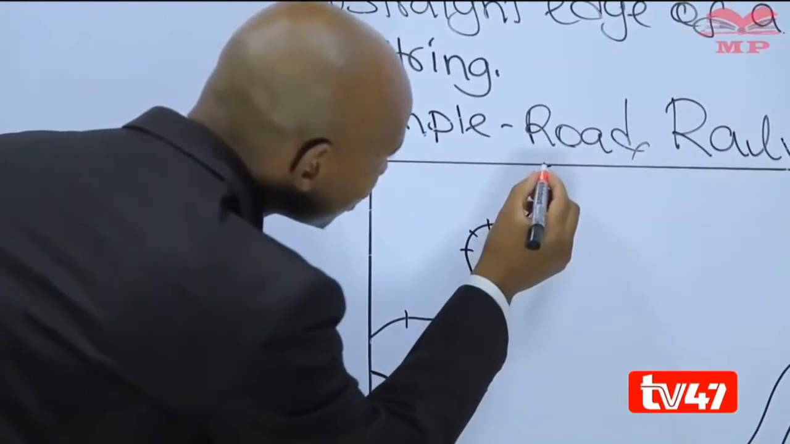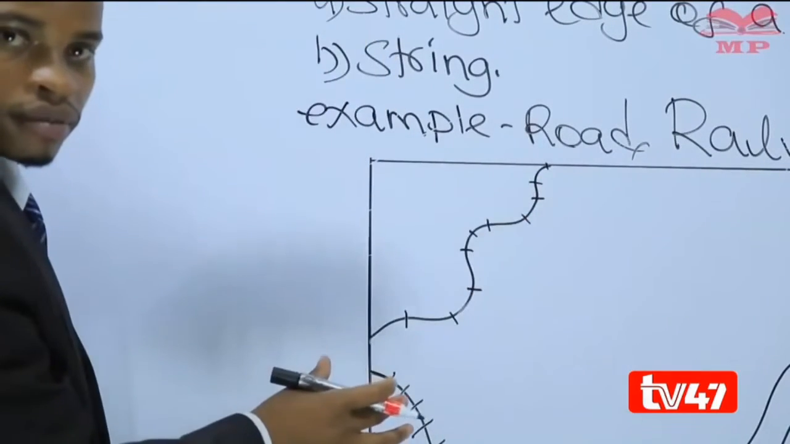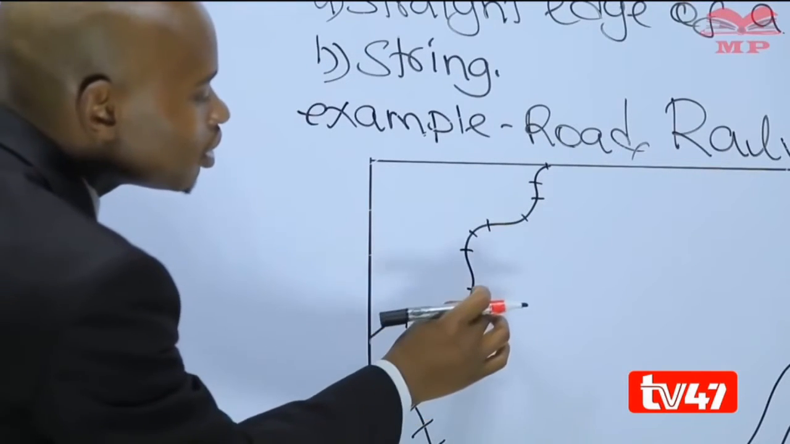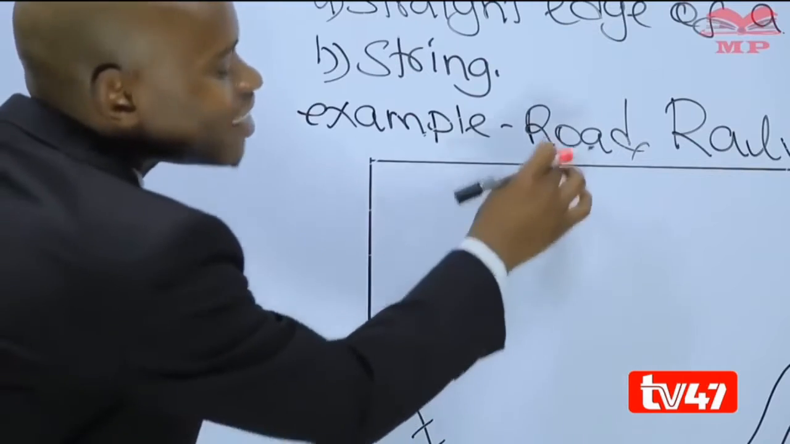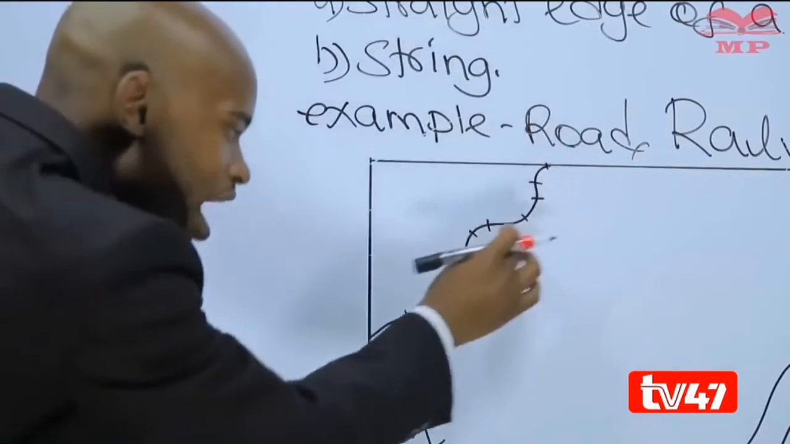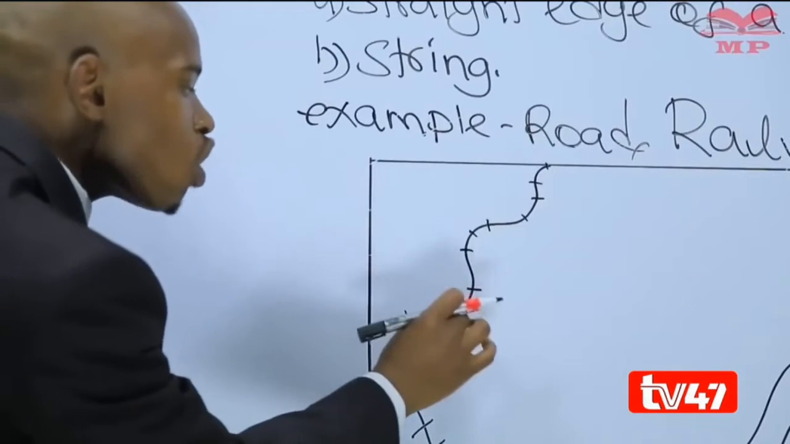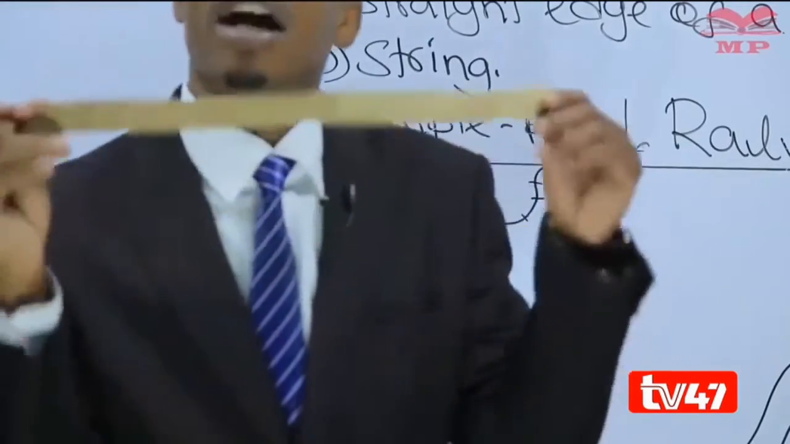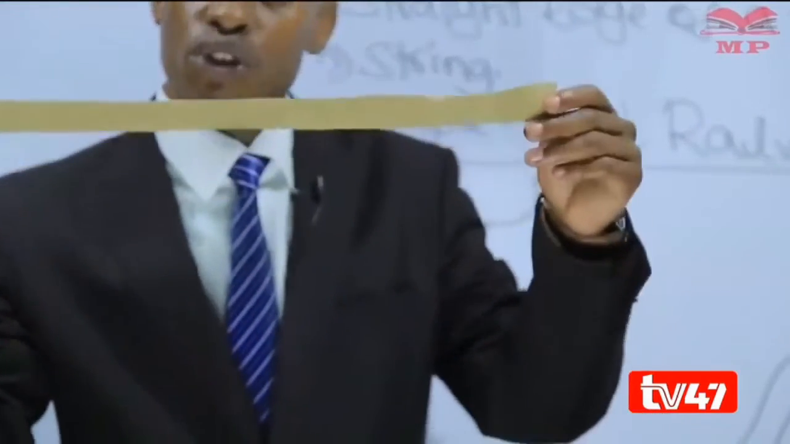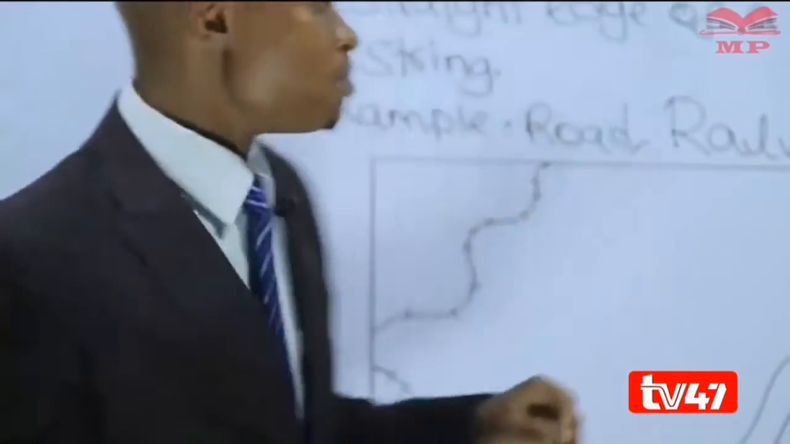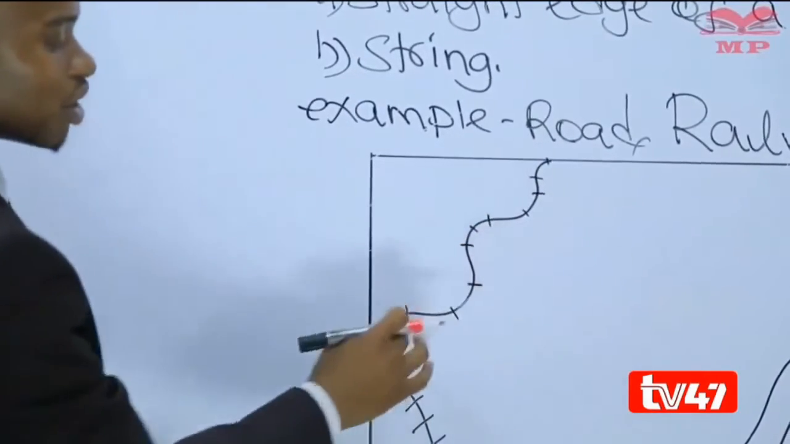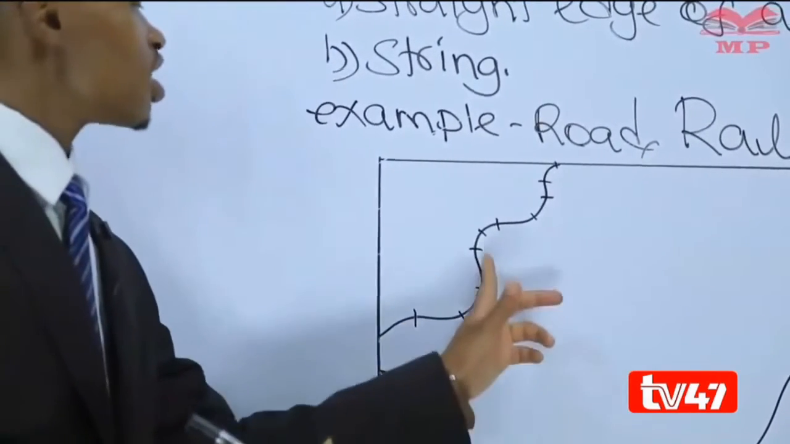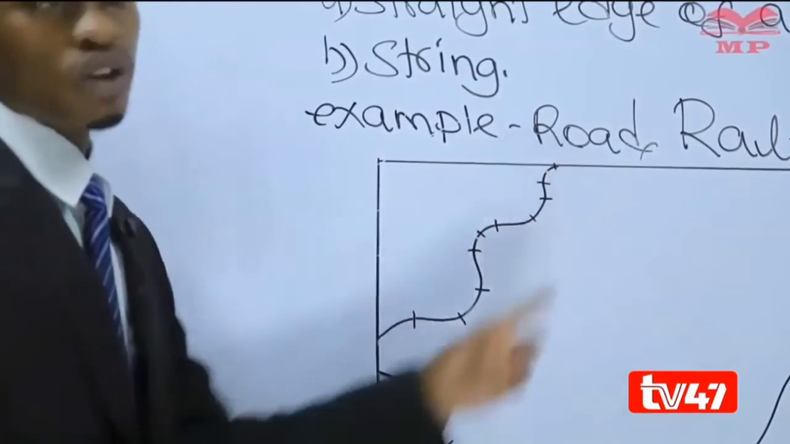Divide this distance, this curved distance, into small straight distances. Divide your curved distance into small straight distances before you use the straight edge of a paper to measure. Make sure that you have divided your curved distance into small straight distances. It will be very easy for you if you do this.